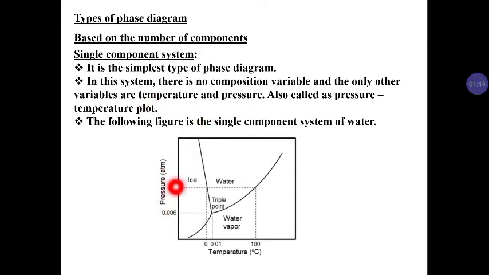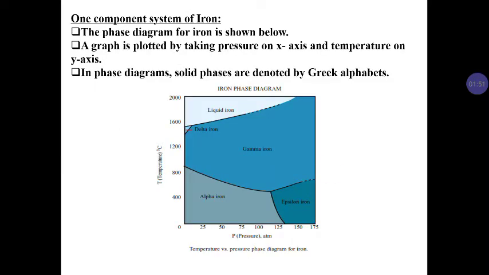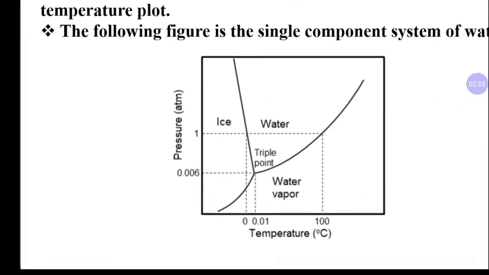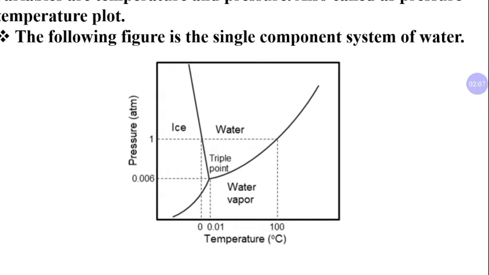So the variables are temperature and pressure. Pressure is taken on the y-axis and temperature on the x-axis, or in certain other cases pressure is taken along the x-axis and temperature on the y-axis. It depends upon the requirement. Water is the best example of a one component system, where it depicts the variation with pressure and temperature.